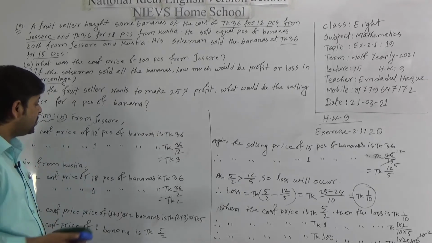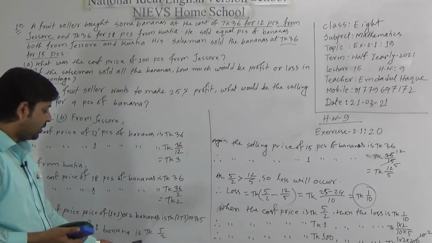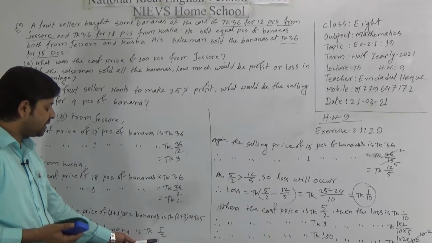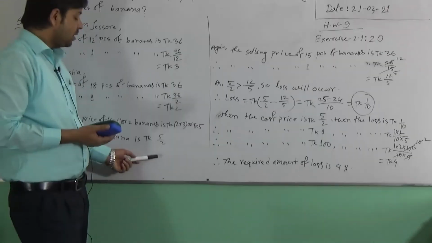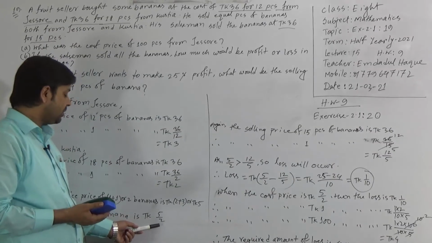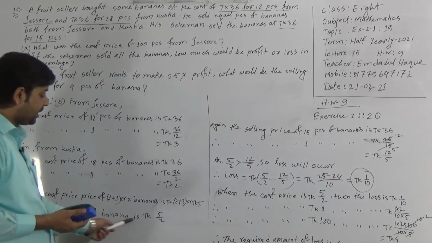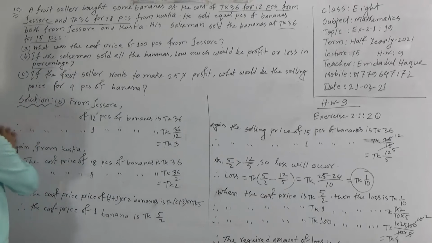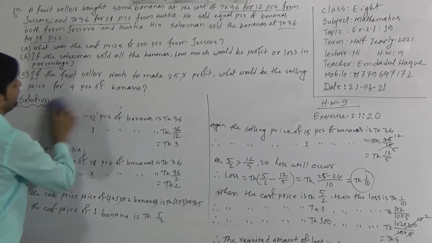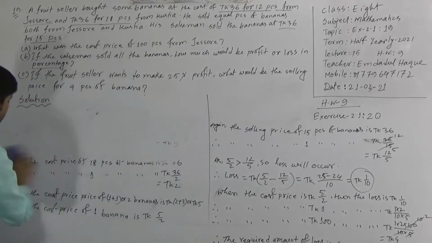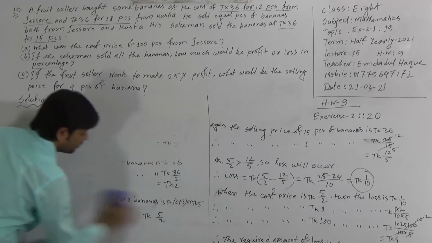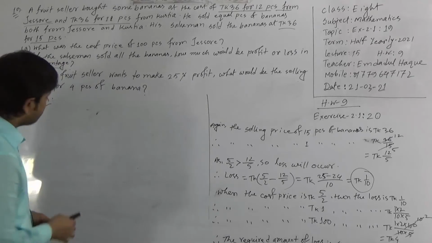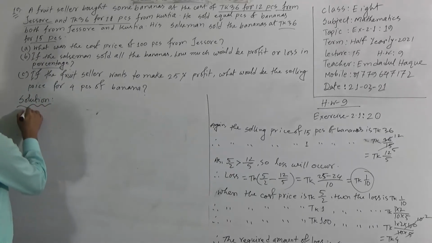From B we know the cost price of 1 banana. Cost price of 1 banana is taka 5/2. We have to use this information in question C. The cost price of 1 banana is taka 5/2. As average cost price we have to use. We can write here the solution of question C.